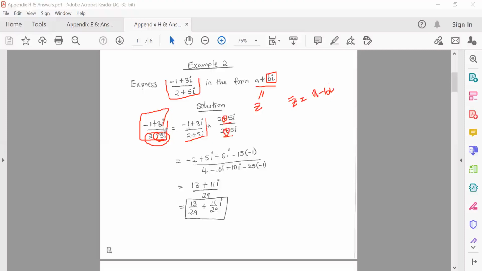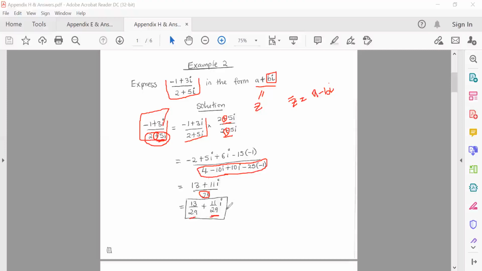So identify the complex number at the bottom, and multiply top and bottom by the complex conjugate of that complex number. If you multiply out, notice that at the bottom here, i basically disappears. So if you simplify this bottom piece, i is going to disappear. You end up with 29 at the bottom. So it becomes easy now to split this into two pieces: 13 over 29 plus 11 over 29 i.